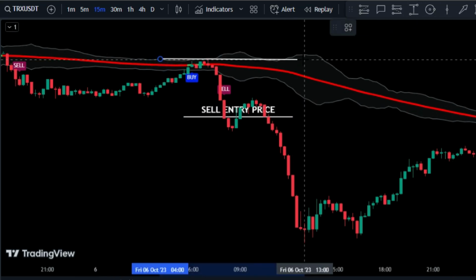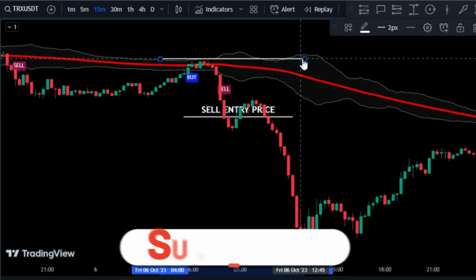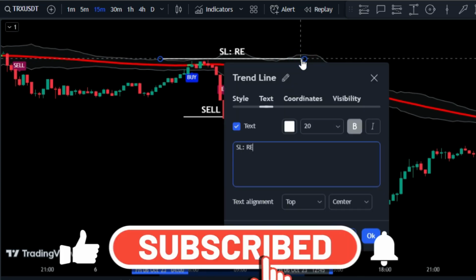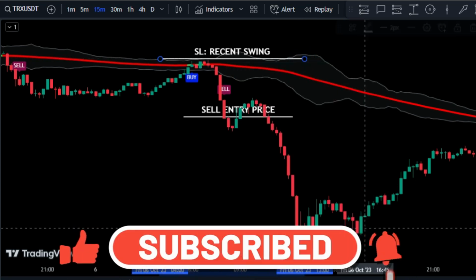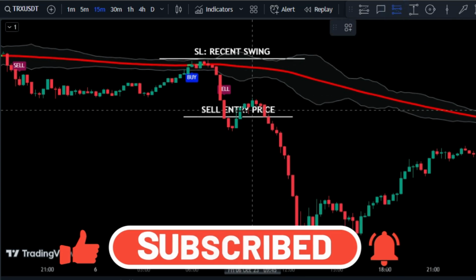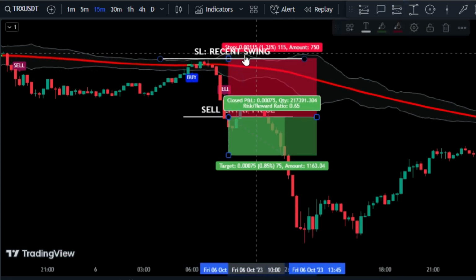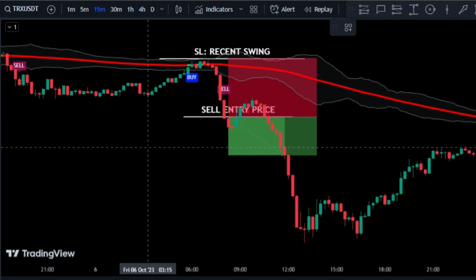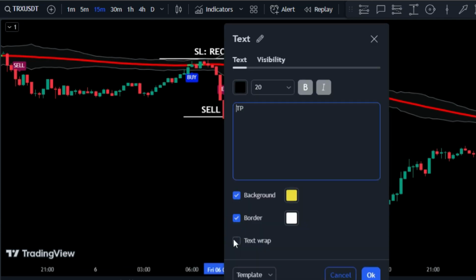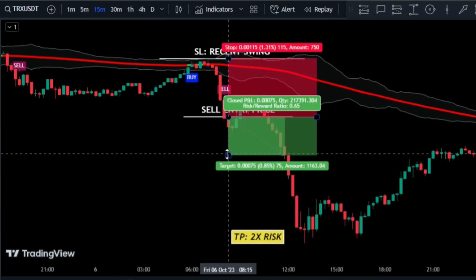To determine a stop loss, we can consider the recent swing high. The most favorable area for closing the trade with profits is when the risk-to-reward ratio reaches 1 to 2.